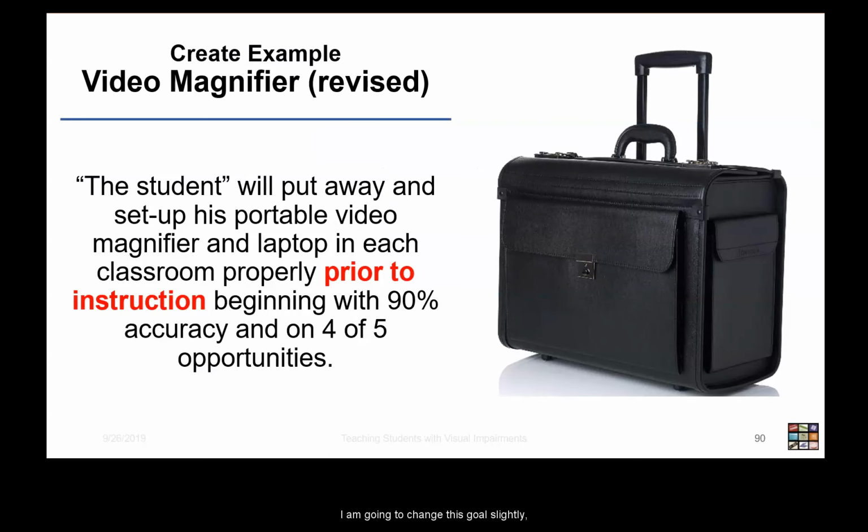I'm going to change this goal slightly, but I believe it will make it more appropriate for the student and also make it more measurable. I'll do this by changing the phrase according to needs, which is hard to measure, to prior to instruction. The goal now reads, the student will put away and set up his portable video magnifier and laptop in each classroom properly prior to instruction beginning with 90% accuracy on 4 of 5 opportunities.